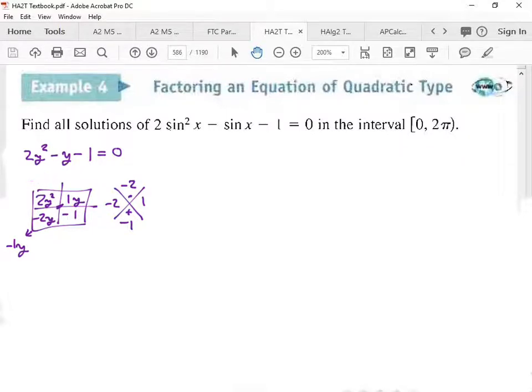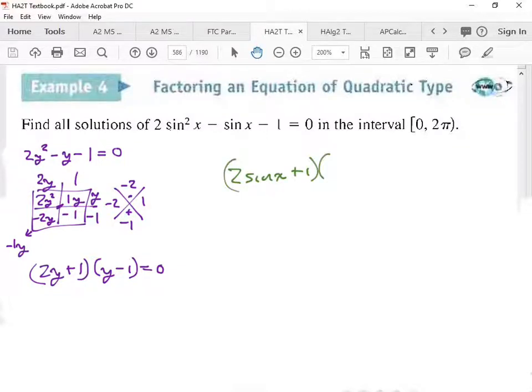Or not negative 2y, just 2y. I can divide both of these by? Oh, no. I can divide both of these by? y. What can I divide both of these by? Negative 1. Okay, now you got your answers. You got 2y plus 1 and then y minus 1, which is actually what we're looking for with the sine. So if I write the sine function equation out, it would say 2 sine x plus 1 and then sine x minus 1.